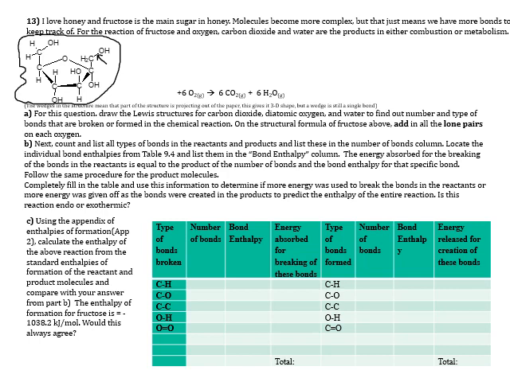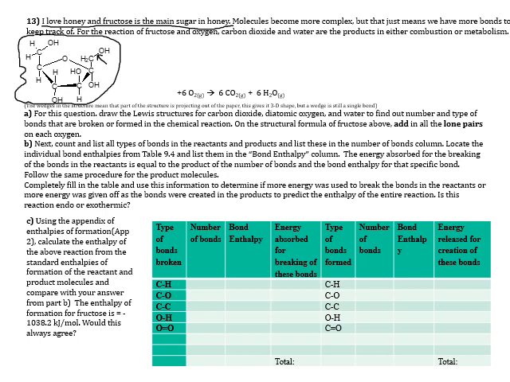So for this one, I thought it was a fun example to say, I do love honey, and fructose is the main sugar in honey. So these molecules do become more complex, but we just have more bonds to keep track of. So for the reaction of fructose and oxygen, it creates carbon dioxide and water, other products, and that's either combustion or metabolism.